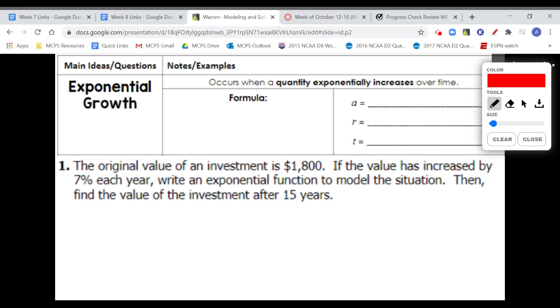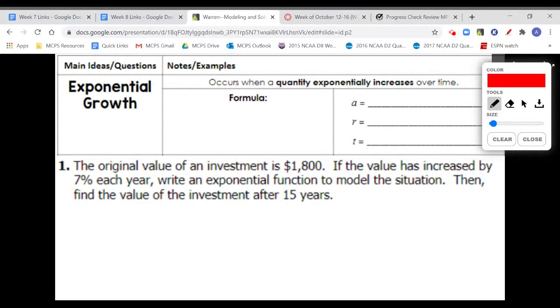Hey everyone! In this video, we're going to be talking about applications of exponential functions. Specifically, we're going to talk about how I model real-world scenarios in word problems that model both exponential growth and exponential decay. So we're going to go ahead and start with problems that model exponential growth.